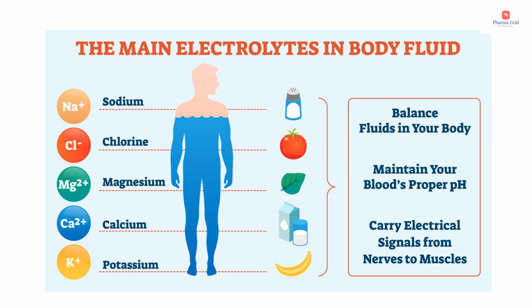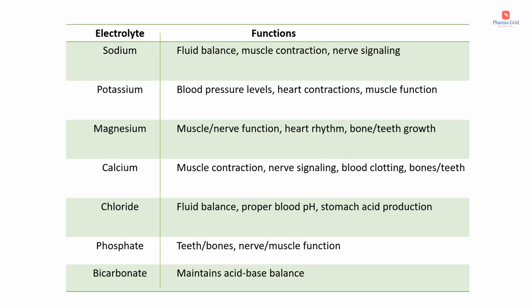And their major functions include balancing fluids in your body, maintaining the blood's proper pH, and carrying electrical signals from nerves to muscles. So in this slide, I have mentioned the electrolytes and their functions. Sodium is essential for fluid balance, muscle contraction, and nerve signaling. Potassium regulates blood pressure levels, heart contractions, and muscle function. Magnesium is required for muscle and nerve function, heart rhythm, and the growth of bones and teeth. Calcium is essential for muscle contraction, nerve signaling, blood clotting, as well as the proper growth of bones and teeth.